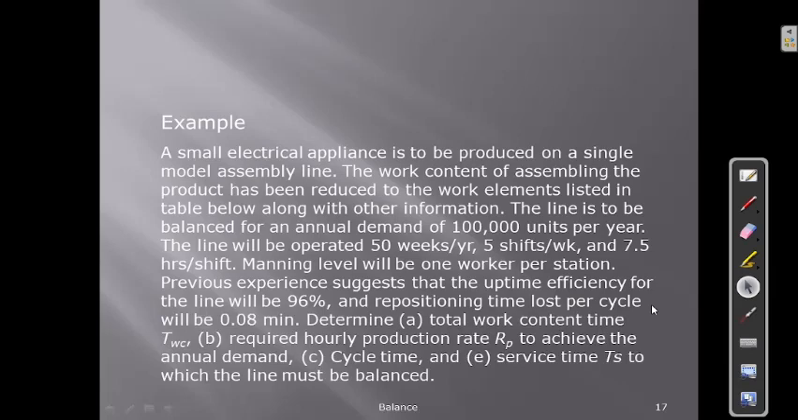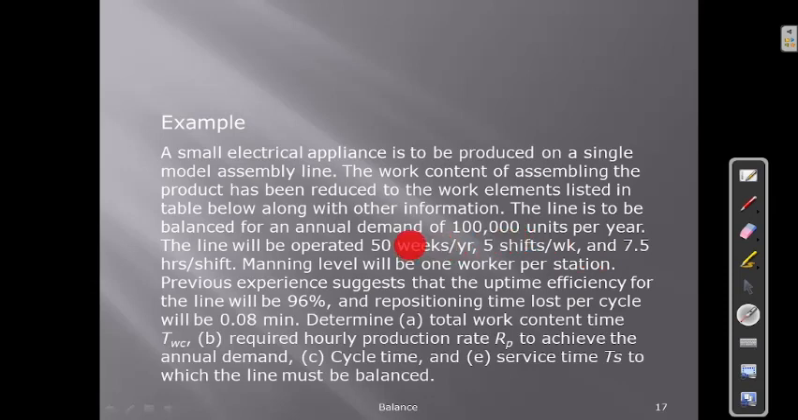Here a small electrical appliance is produced on a single model line. The work content of the assembly product has been reduced to work elements listed in the table below, along with other information. The line is to be balanced for an annual demand of 1 lakh units per year. This is a very important thing.